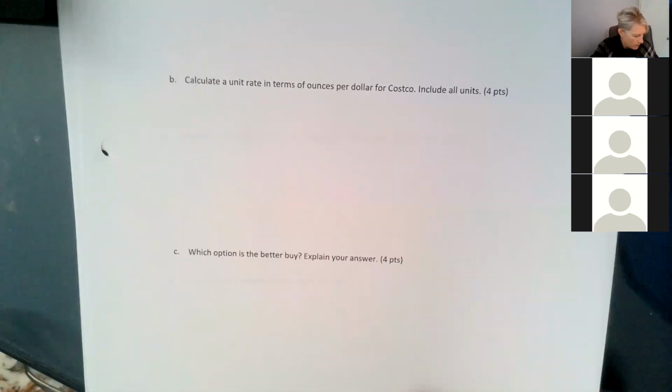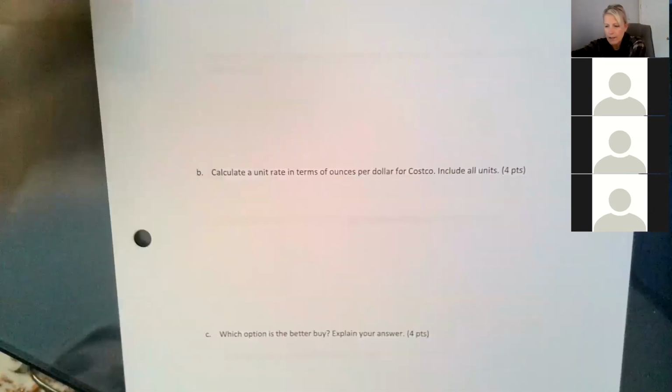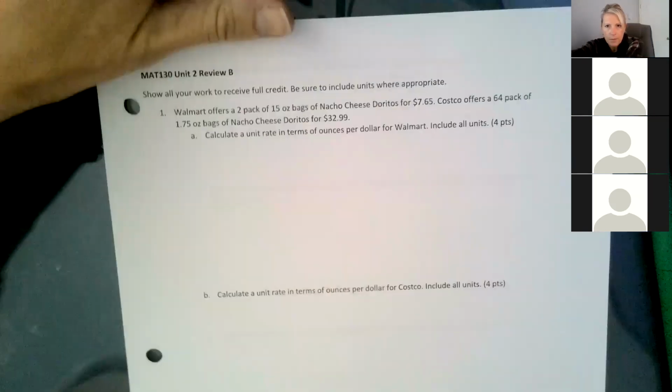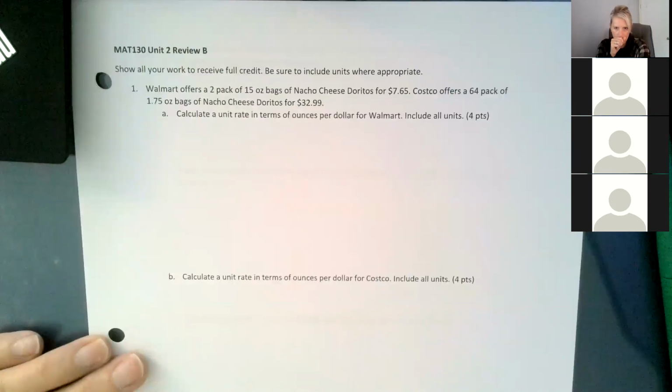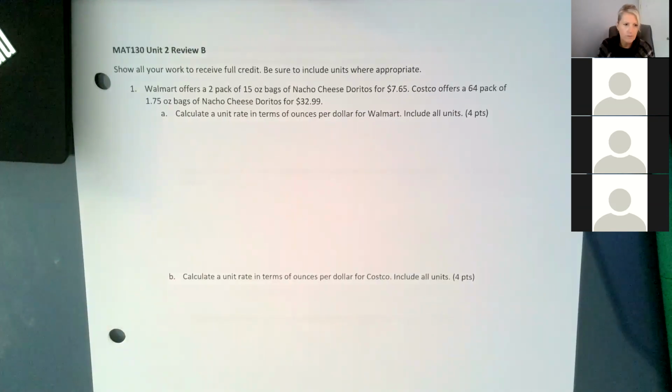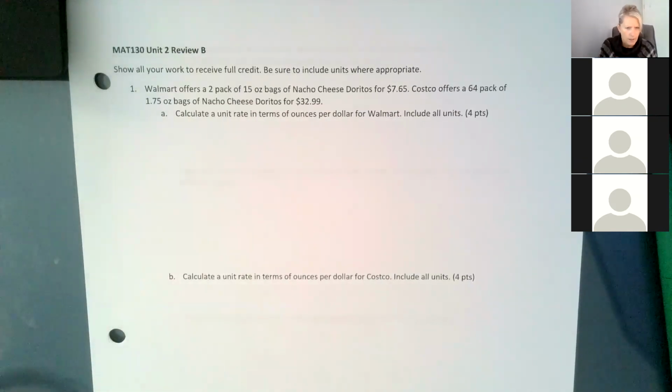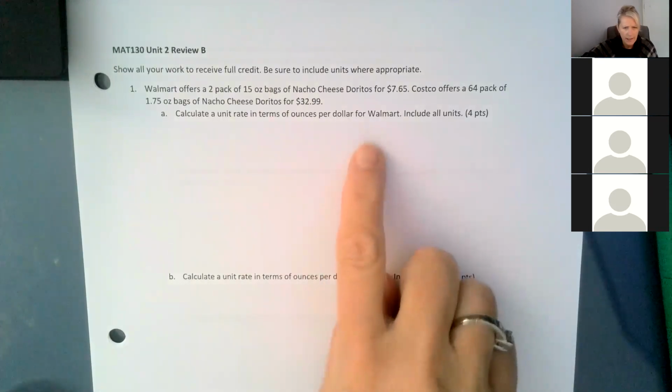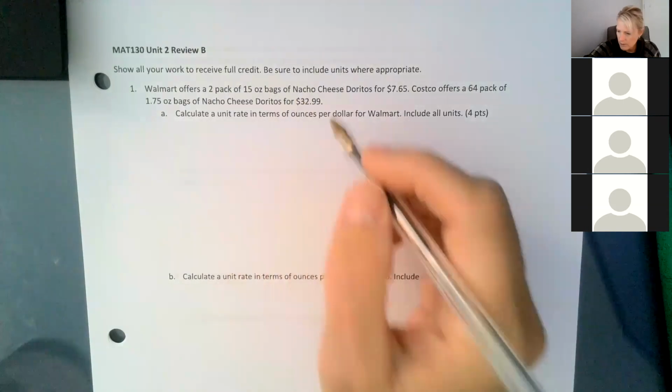So let's go ahead and get out Unit 2 Review B and spend some time going through this. So it says, the first one, you're comparing Walmart 2 bags of 15 ounce of these Dorito chips for $7.65, but Costco offers a 64 pack of the little mini bags for $32.99. So the first one is asking you to calculate ounces per dollar.